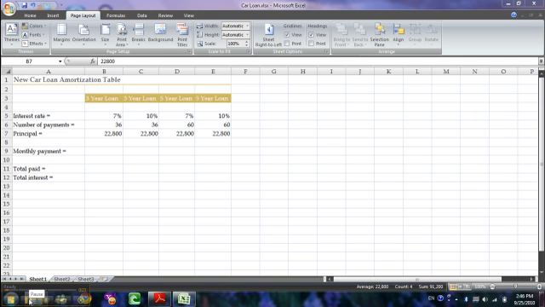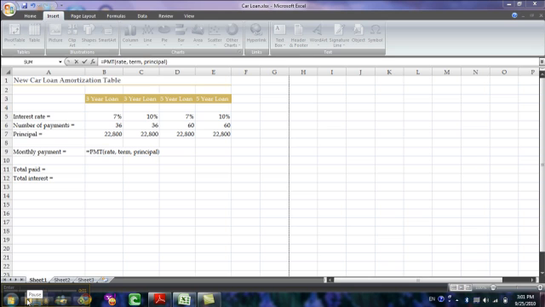Now, using the internet or a newspaper, find an advertisement for a new car and look at its price. Once you've chosen a car, enter the price of the car as the principal of the car loan in row 7 of the worksheet. So for this exercise, I'm going to be using $22,800.